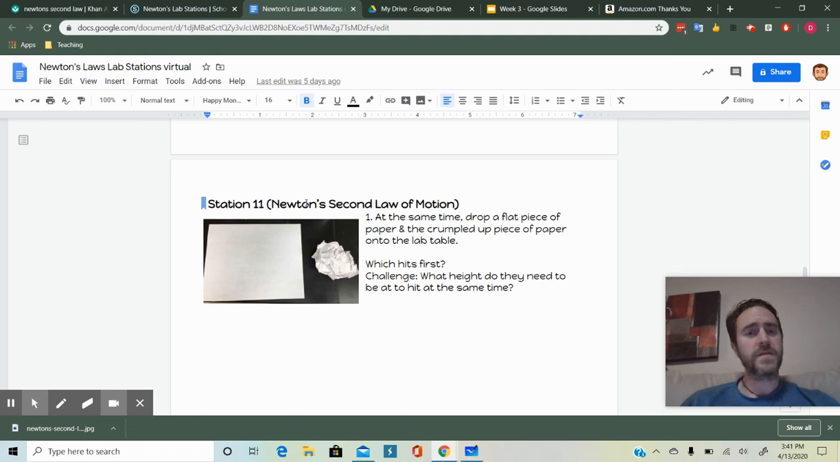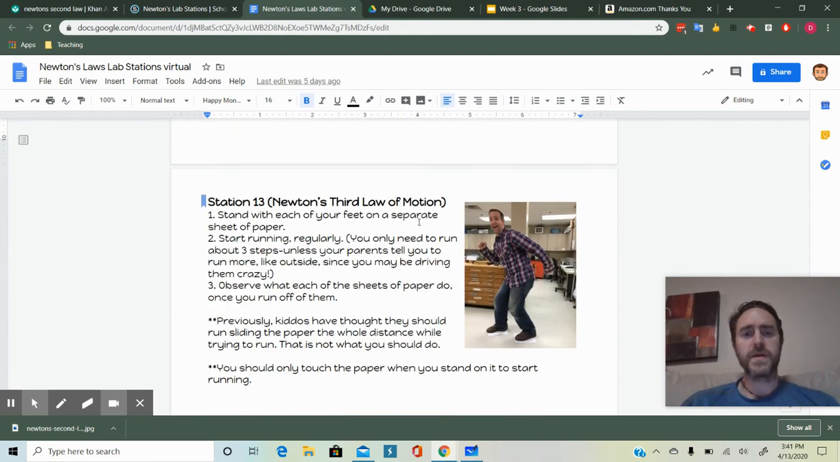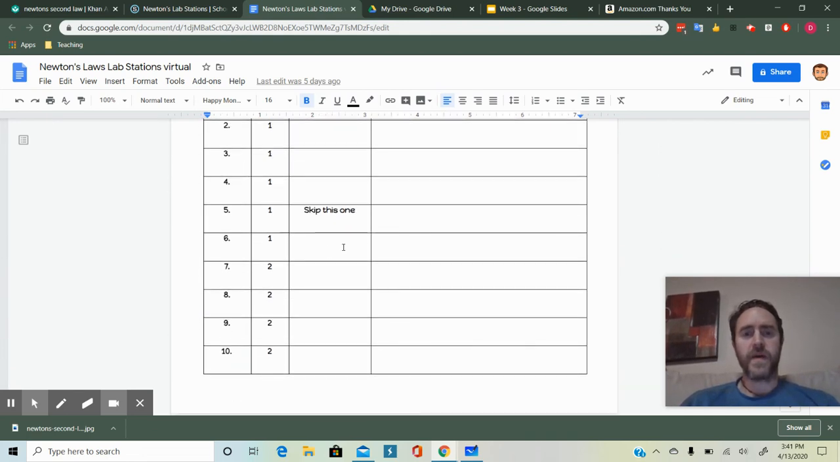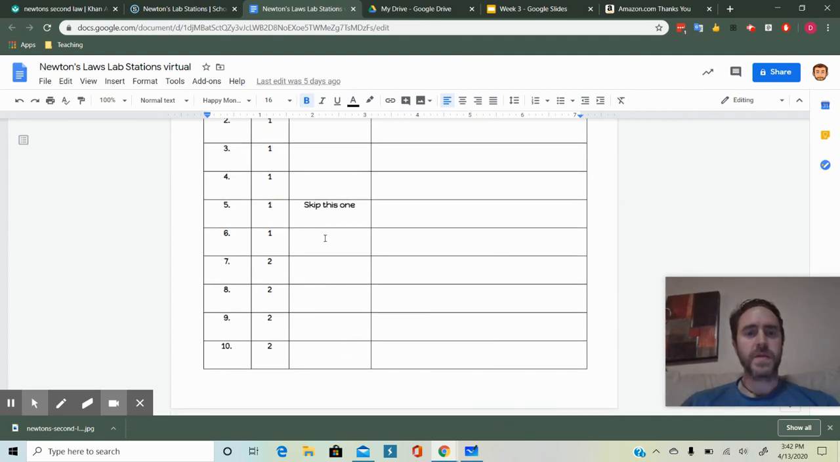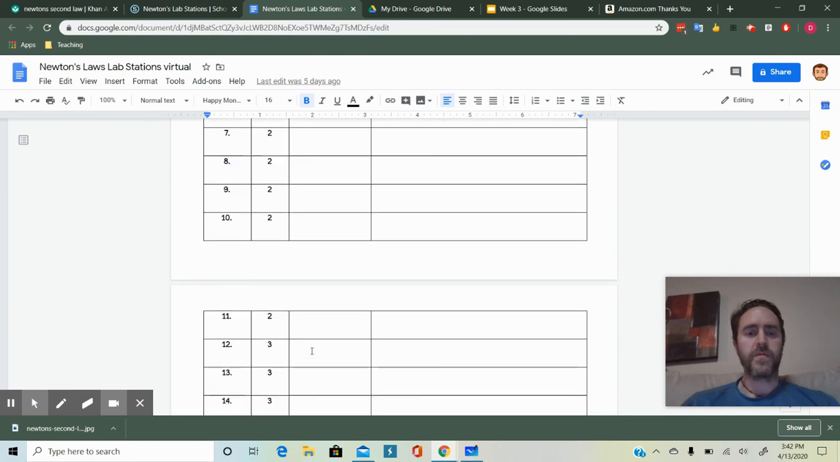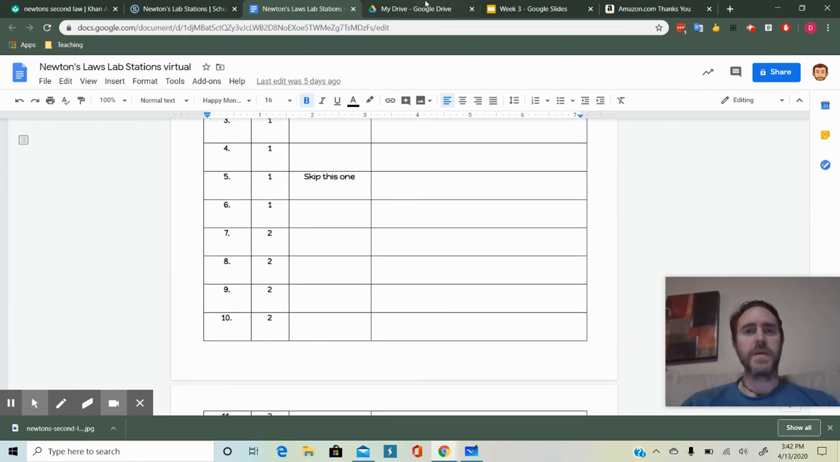Now remember, if you don't have the stuff, just skip them. But I think it's worth doing. And hopefully you have the items, and each one should only take about a minute to do. Then remember, once you've done each of them, just write down your findings here, write down what you did in this one, and write down your observations. Remember, don't submit it yet. We will do Newton's third law of motion on Thursday, and then I will have you wrap this up on Friday. Okay, so remember today, just do station 7 through 11, and then you can be done.